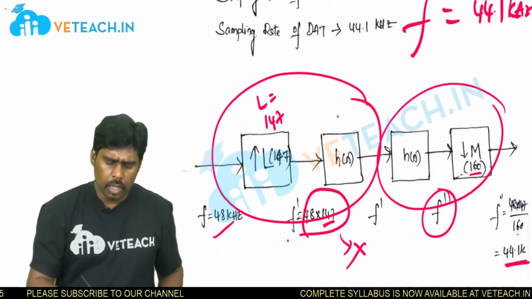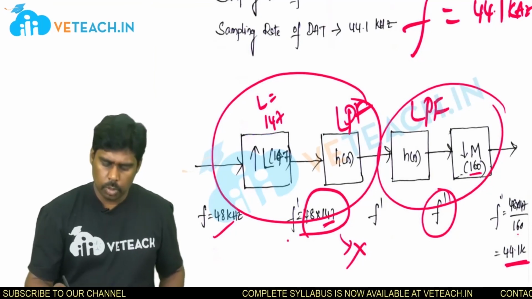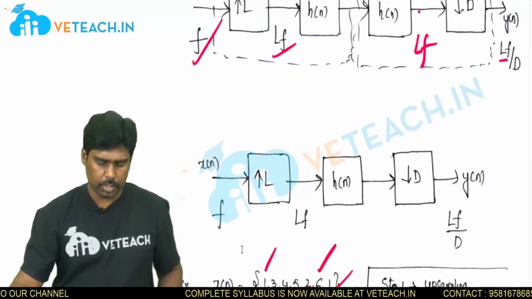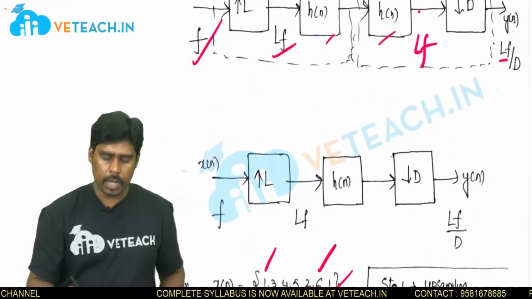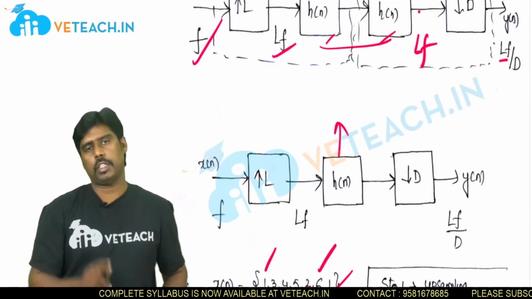And generally this is a low pass filter, and this is a low pass filter. So these two can be combined into a single low pass filter. Check this. Since this is low pass and this is low pass, you can combine these two into a single low pass filter. Simply you can draw it with a single filter.